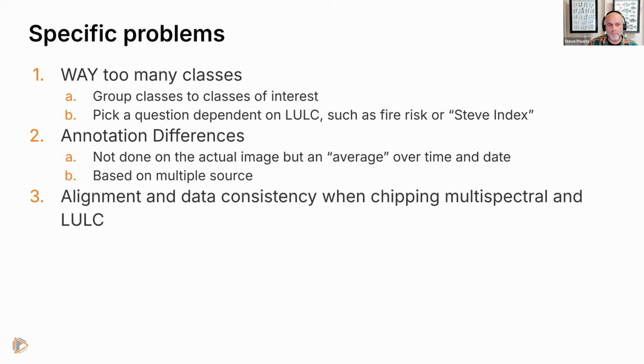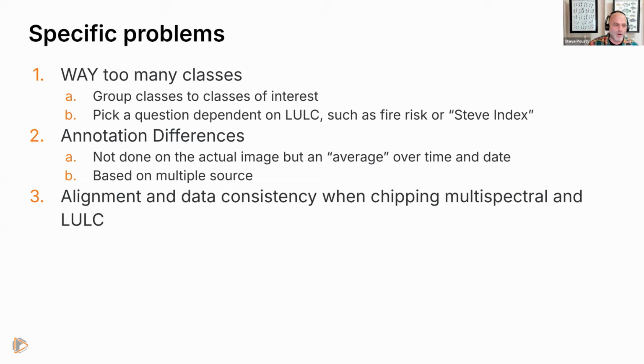Right. Another problem was alignment and data consistency when chipping multispectral and land use land cover. This comes into stuff like, in the GIS world, we used to say it's great about maps, but you're actually going to spend 75 to 85% of your time just working with data. It's the same thing as statistics, and it's the same thing here. There's no getting away from that, right?